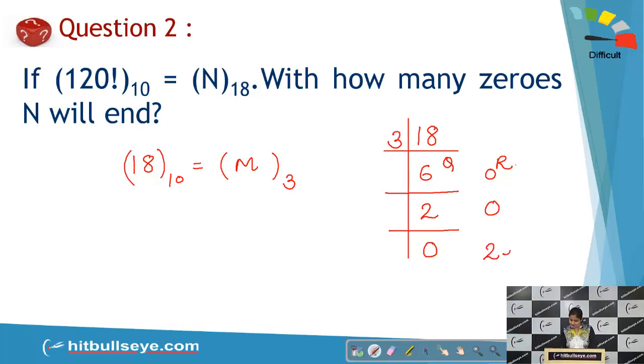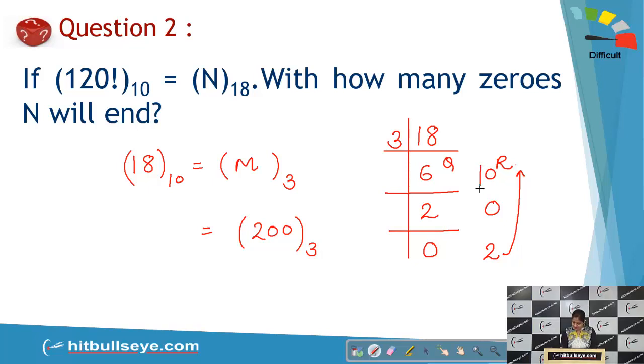So what is my number? It will be written in the reverse order, which is 200 in base 3. So simply we can say when 18 given in decimal system is converted in base 3, it will end in 2 zeros. Do we have any shorter method to do this without using successive division? Yes, we do have. How can we do this?